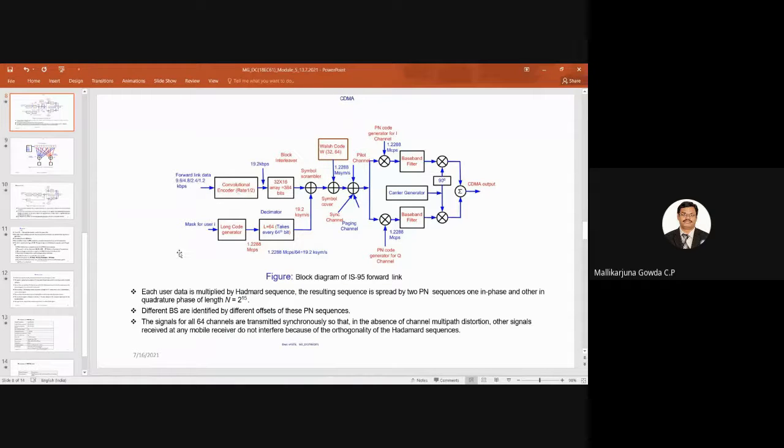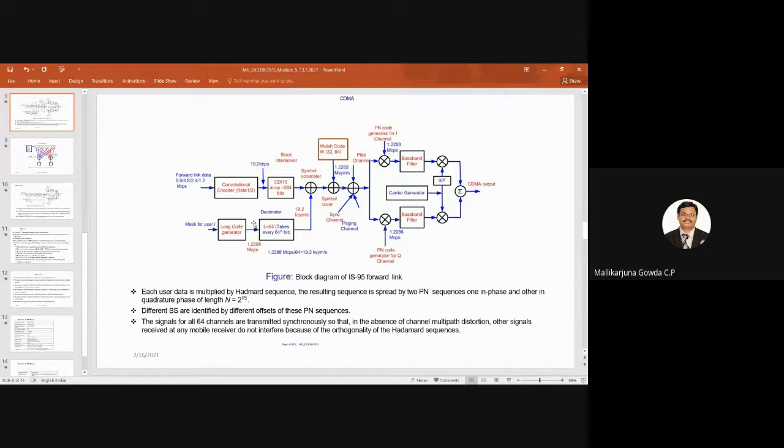And I said for each user there will be a pseudocode, right? That is why it is known here as the mask for user i. In general, it can take any value, right? This long code generator will have a sequence length equal to 2^42 minus 1, right? That will be able to generate 1.2288 megachips per second. Then that will be passed through the decimator.